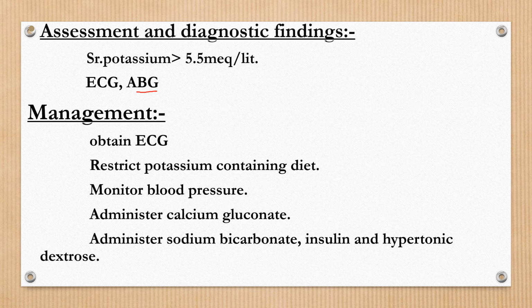Then on management, what is the management? First of all, obtain an ECG and identify the exact picture of the patient condition. Then restrict potassium containing diet, monitor blood pressure, administer calcium gluconate. When we administer calcium gluconate, it will regulate the potassium levels. Then administer sodium bicarbonate, insulin, and hypertonic dextrose.